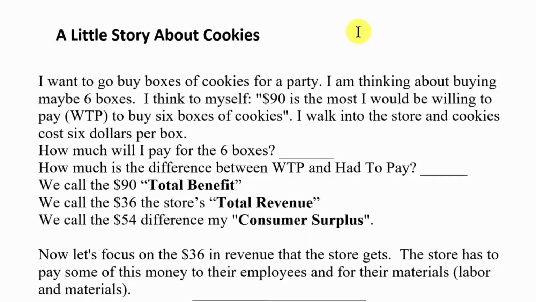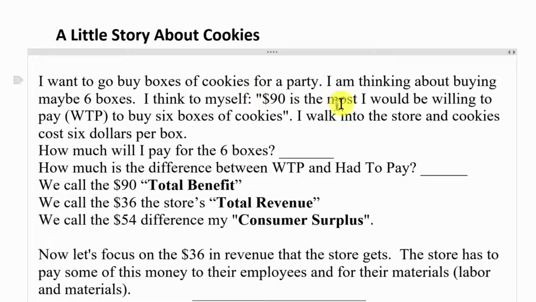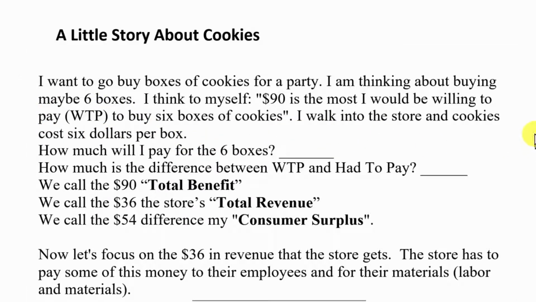So I'll walk to the store and $90 is the most I'm willing to pay. We'll abbreviate that WTP, willing to pay. I'll walk to the store and the cookies cost $6 per box. All right, so tell me, how much am I going to have to pay to buy these 6 boxes of cookies? Well, 6 boxes times $6 each is $36.